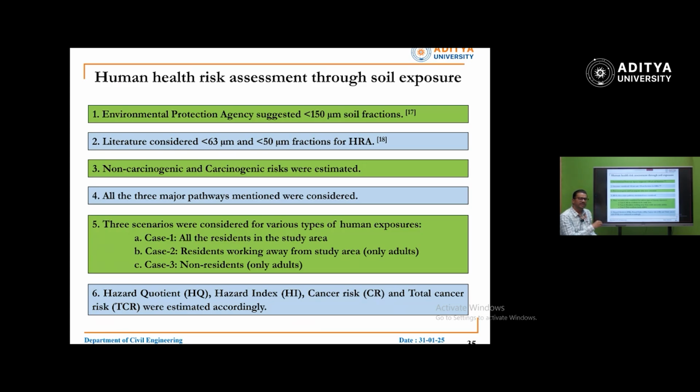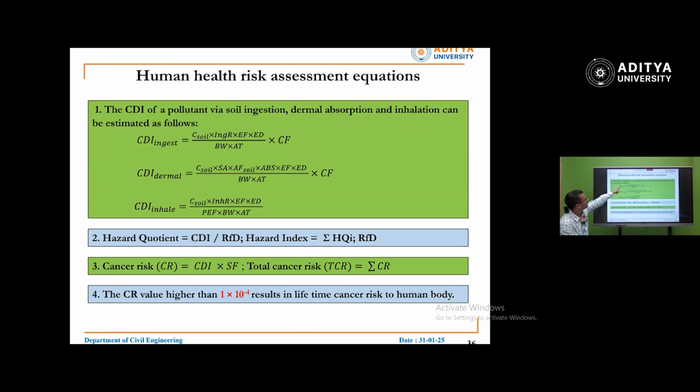The first case is we considered all the residents are from the study area. That means throughout the time, over the 24 hours, they will be living in the same area. Then case 2, residents are working away from the study area. That means only partially people will go to work there in the study area and they'll go back to their respective homes. So almost half of the day they'll be getting exposed to that contaminated area. And case 3 is non-residents, only adults. So like this, we have identified hazard quotient, hazard index, those formulas which I have mentioned already. And this is how you identify the amount of soil ingestion, absorption, inhalation.